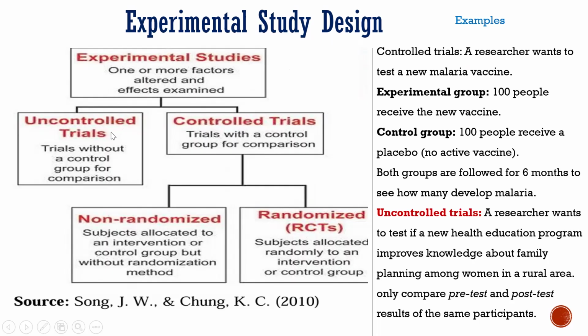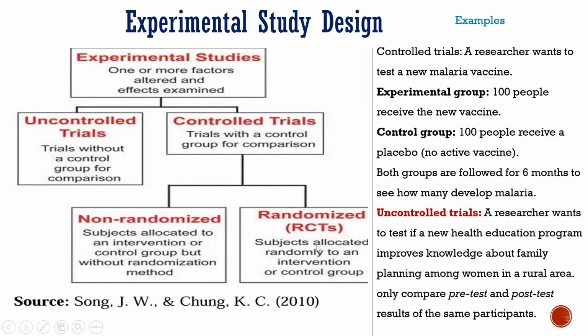But in uncontrolled trials, just like the name, there are trials without a control group for comparison. This one, you don't even need a comparison. You just have one particular group, the experimental group or the intervention group, that you are dealing with. Also, under controlled trials, we have 2 types: the non-randomized and the randomized controlled trials.